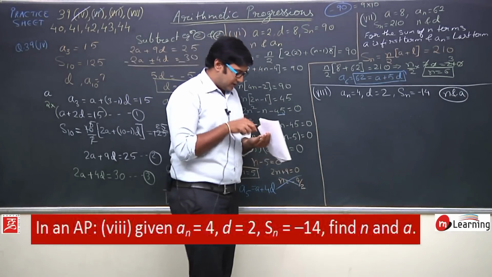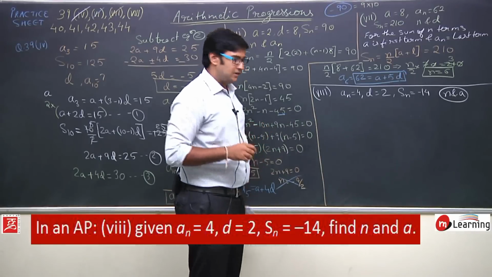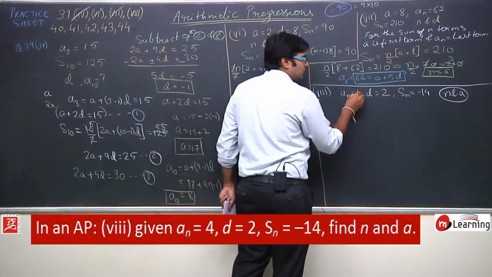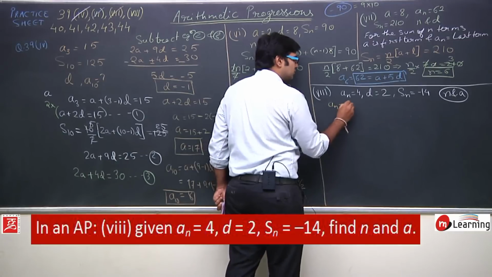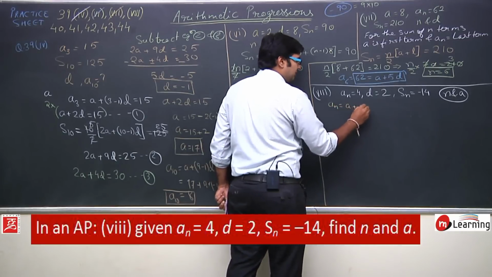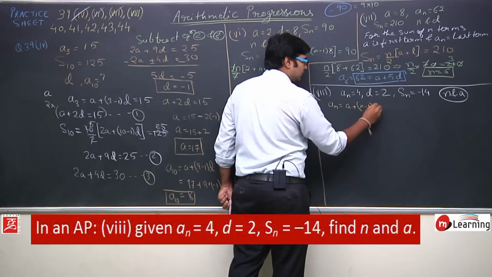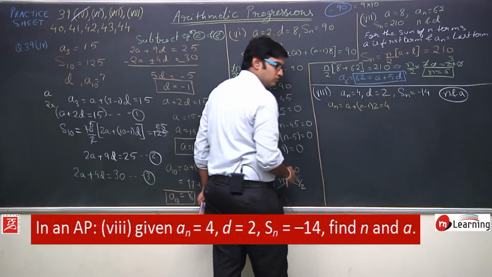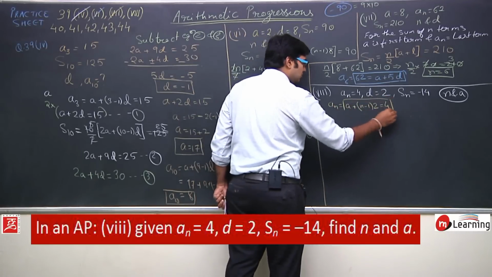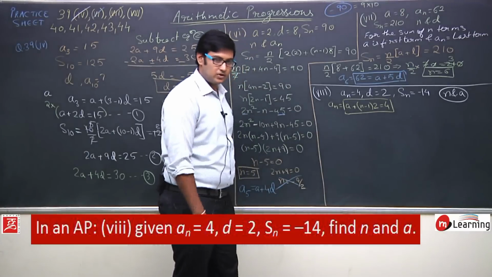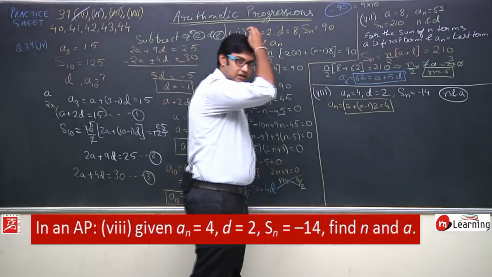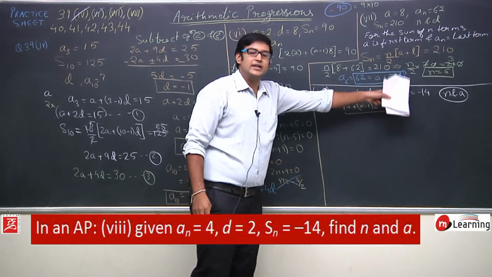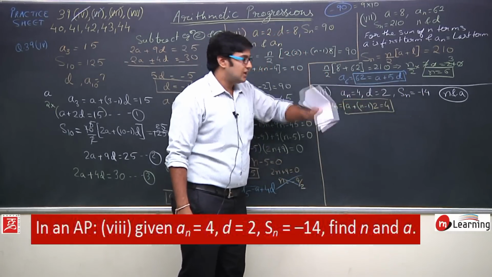Now how can we determine the value of n and a? This an is 4. If an is 4, I can write an, which is equal to a plus n minus 1 into d. d is 2. This is equal to 4. So this is one equation. Now second, the sum of n terms is given as -14. And which formula do I need to apply for the sum of n terms?